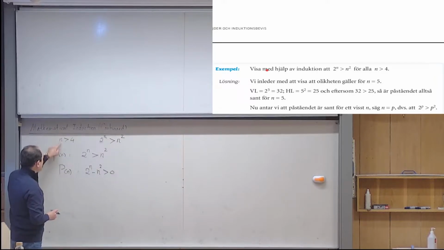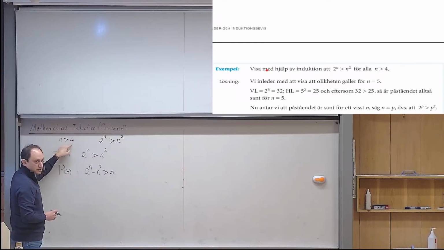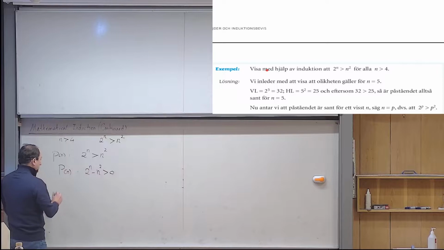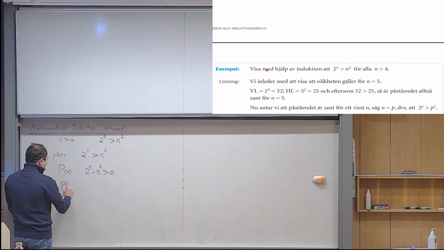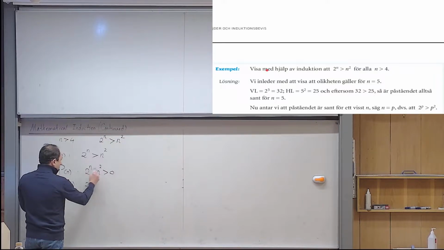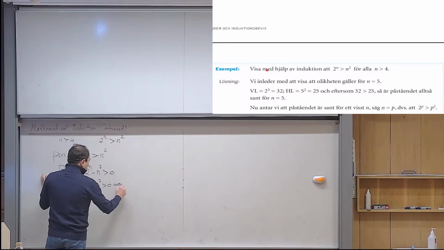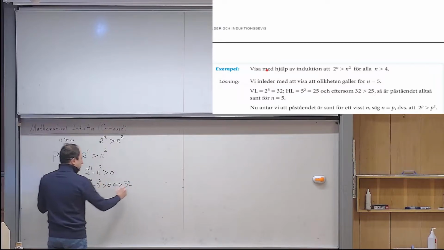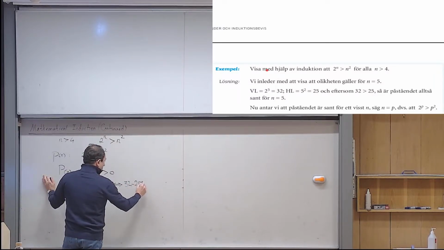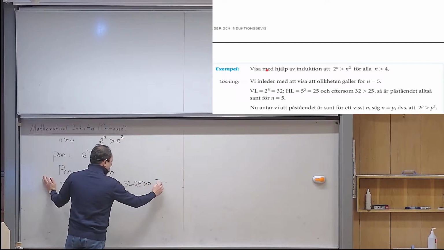Okay, but I am not allowed to start from 1 because this is claiming that this is valid if n is greater than 4. 4 is also not acceptable, so I have to start from 5. So I check whether P(5) is true or false, putting 5 instead of n. It is true, because 2 to the power 5 is 32, 5 to the power 2 is 25, and the difference is positive, so that is true.